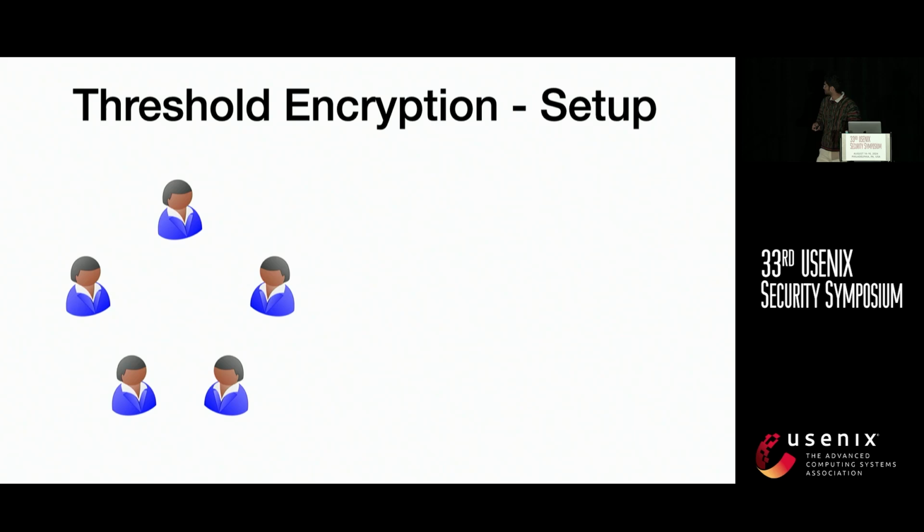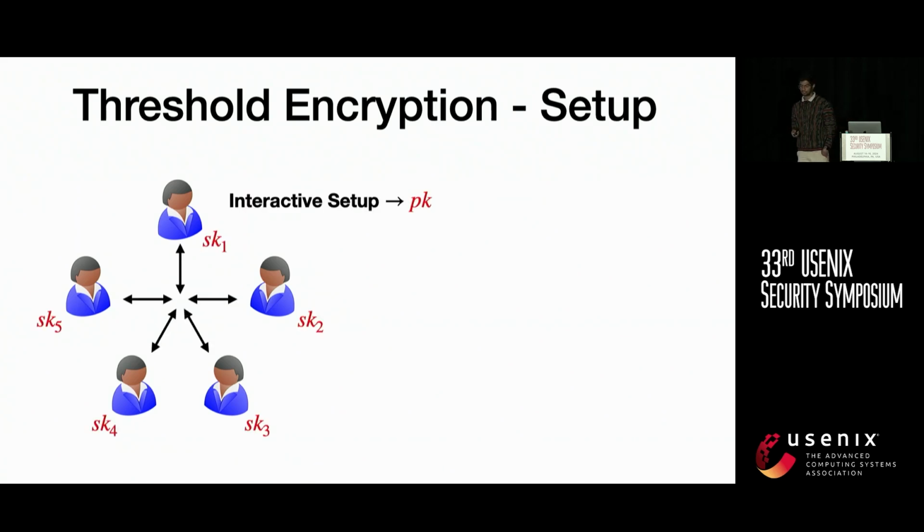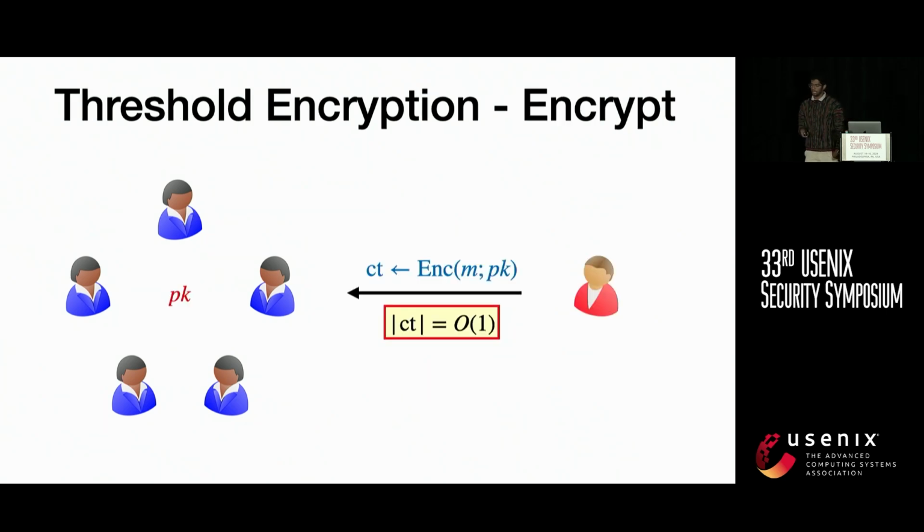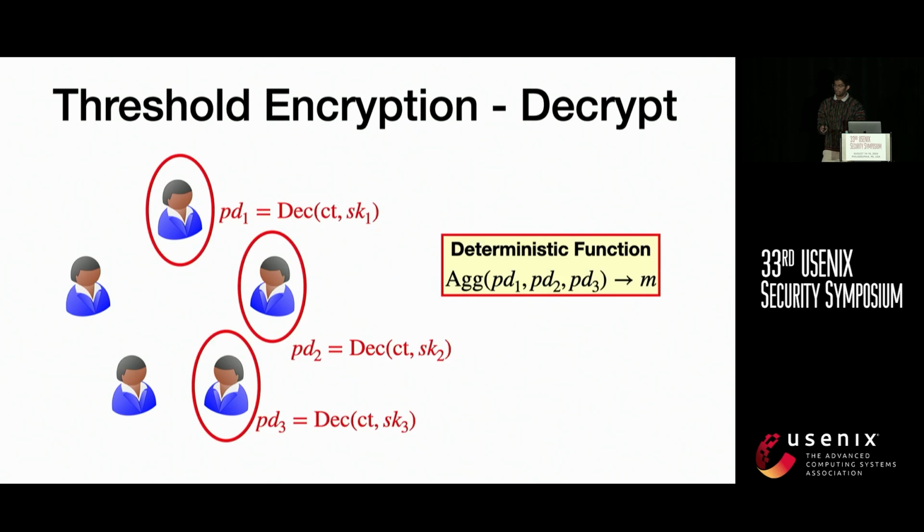So with a bit more pictures, there's going to be some sort of interactive procedure in the beginning. Everybody gets their secret key. There's a group public key. Clients are going to come in and encrypt using this public key. And when you want to decrypt, each party only needs to compute a partial decryption, which only takes as input the ciphertext and their share of the secret key. You don't need anybody else. You don't need to talk to anybody else. And in the end, these partial decryptions can just be aggregated into the message. And this aggregation step can be public. You don't need any secret key material for this.